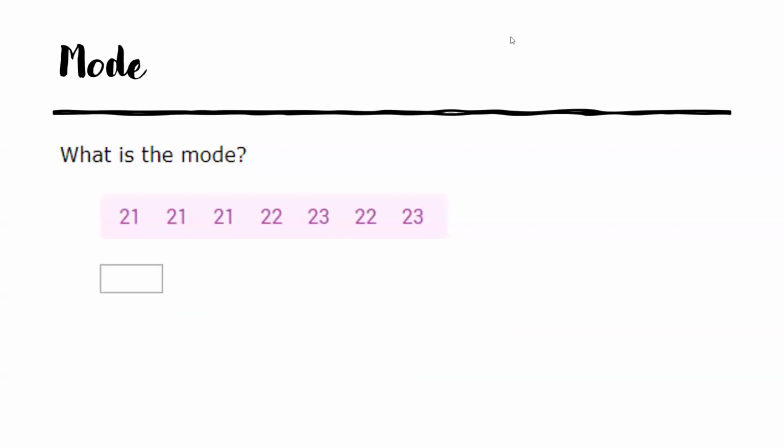All right, now we have mode. So remember that mode is the one that occurs the most often. So we just want to look at our numbers here and find out which one occurs the most. You could choose to put them in order of least to greatest.